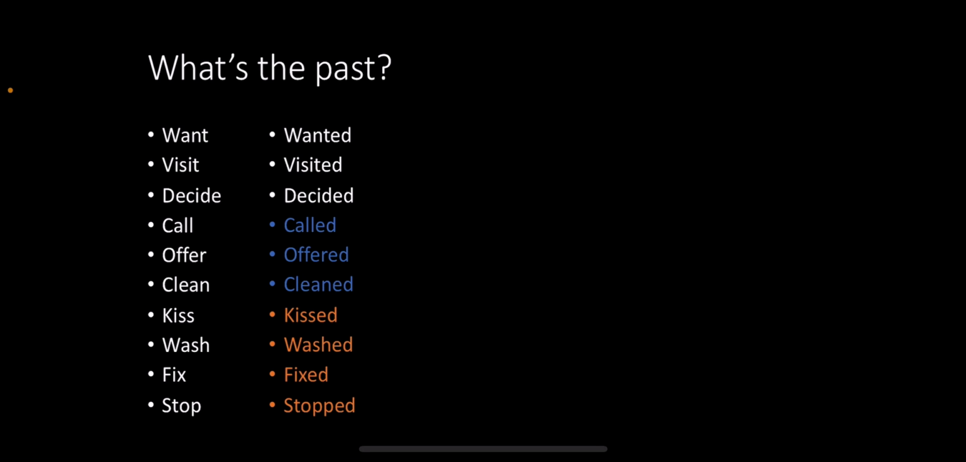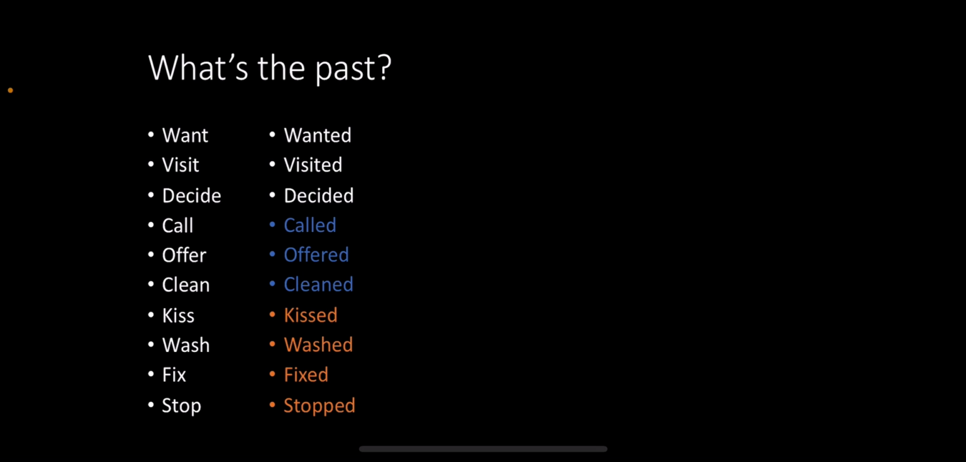So the answer for those verbs would be in the list next to the present. But what about reading the verbs? Can you try to read the verbs? You can pause the video and also try to read the verbs in past. So let's see how you read those verbs. Try to do it. So some students sometimes say, for example, wanted, visited, decided, which is correct, call it, offer it, clean it, kiss it, wash it, fix it, stop it.